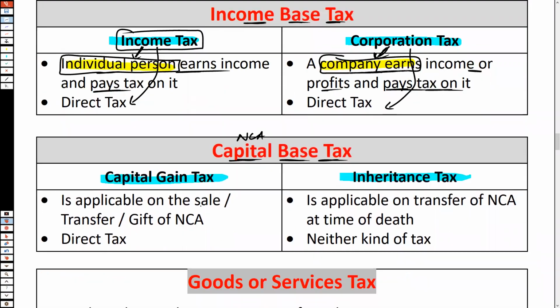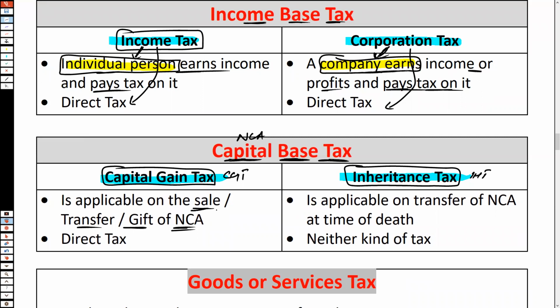If a person is disposing of any asset, transferring an asset, or exchanging any asset, and we are talking about non-current assets. Capital-based tax means any tax which is based on the capital assets, any tax which is based on the non-current asset. So such taxes are termed as capital-based taxes. And it has 2 further categories: the capital gains tax, CGT, and the other one is inheritance tax, IHT.